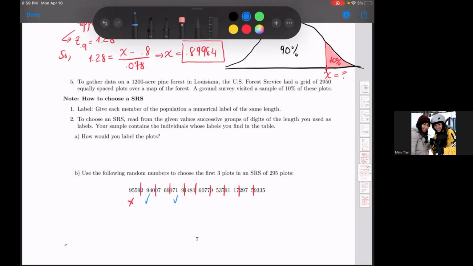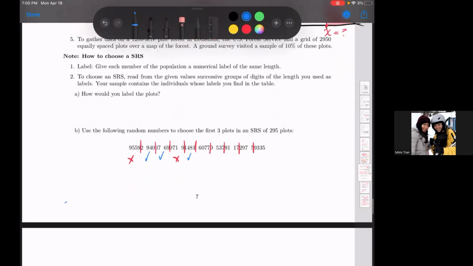Third one, again 9,000 something. Nope, right. And then the next one, 1,481. That's okay. We pick that. They only require 3, so we stop right there. So those are your answers. It's very simple. I just never really taught you how to do this. So your answer is 2940, 0769, 1481. That's your answer.